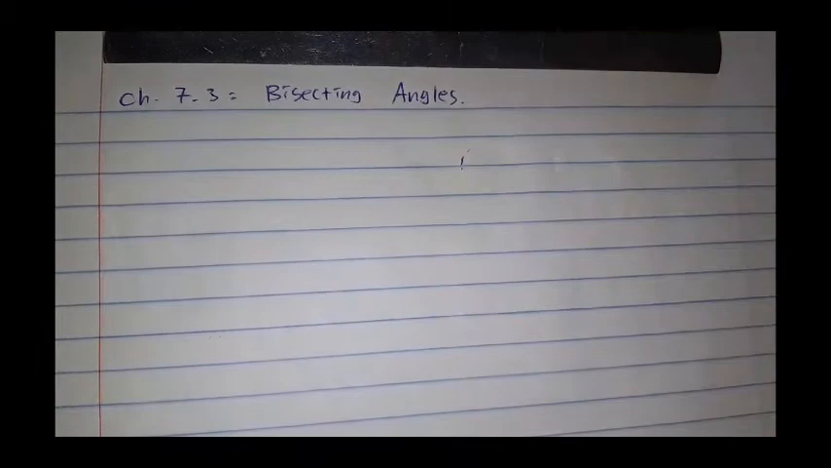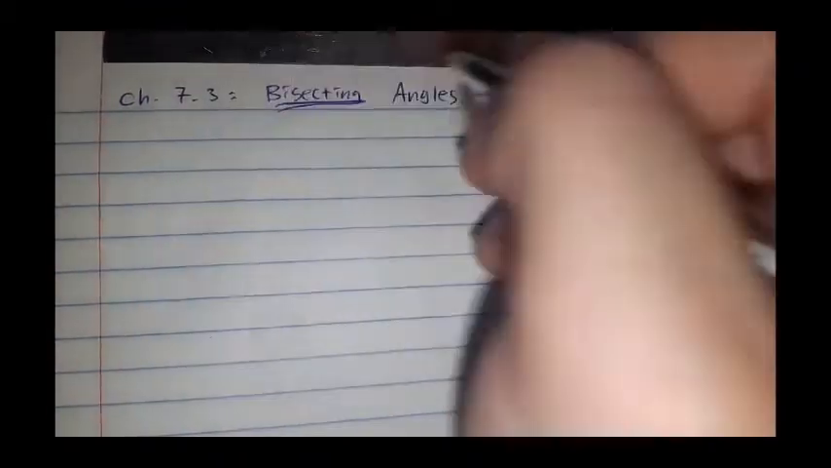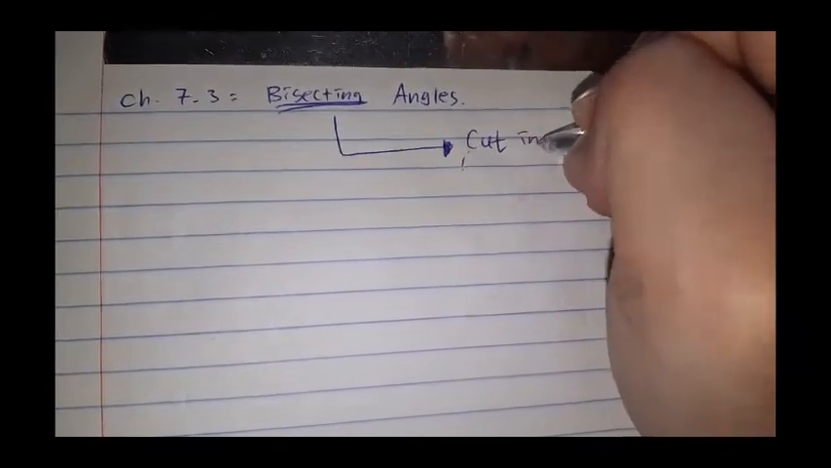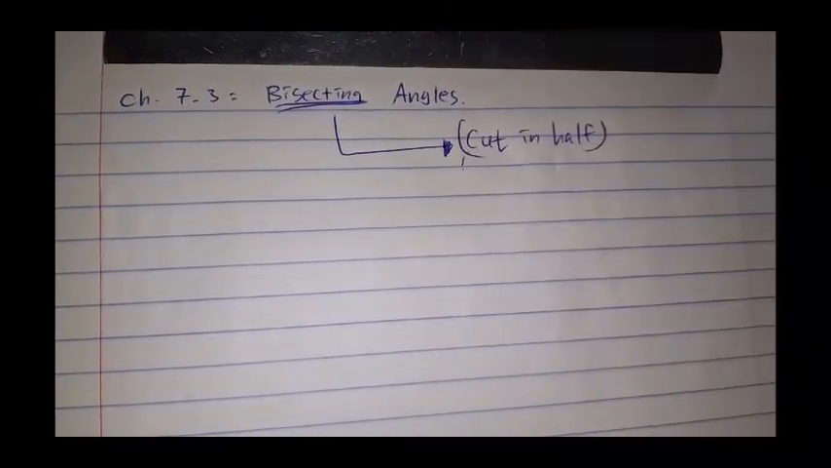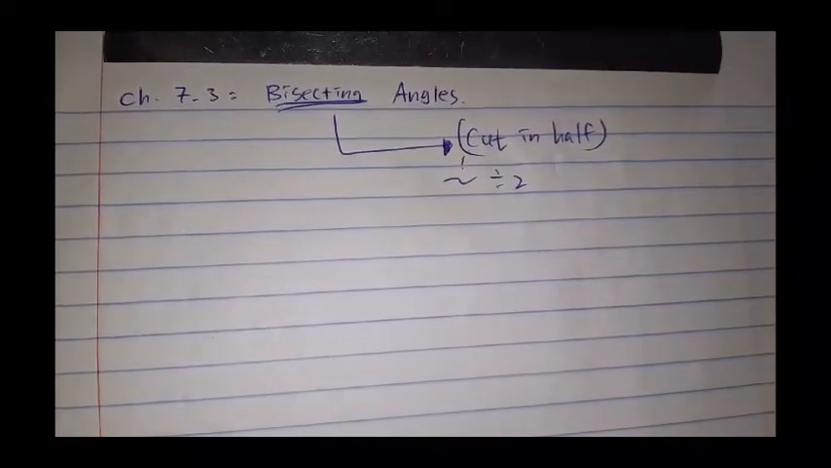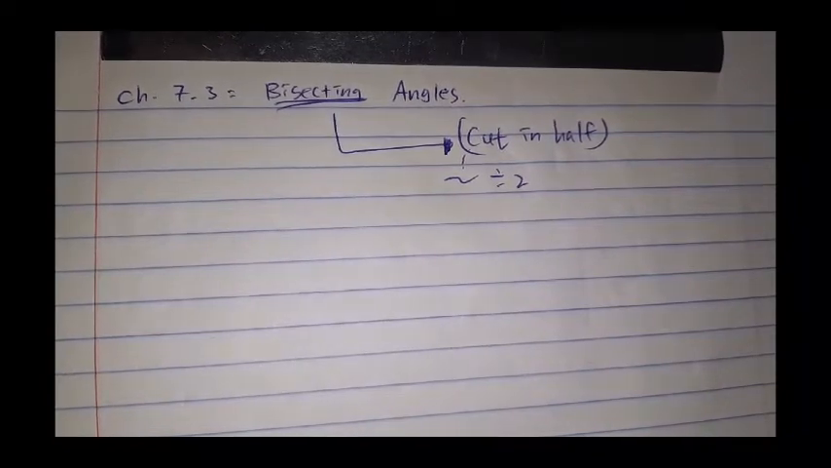Now let's go with chapter 7.3. The title of chapter 7.3, ladies and gentlemen, is Bisecting Angle, which is a fancy way of saying, whenever you see the word bisecting, cut in half is what it is. Mathematically, that means divided by 2. So you are basically bisecting an angle.